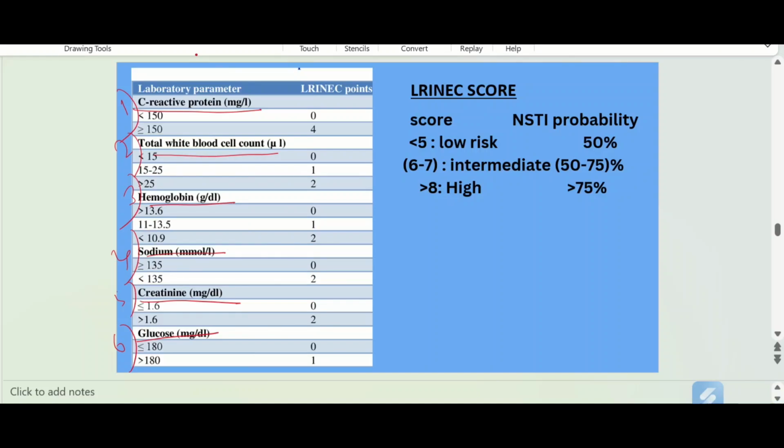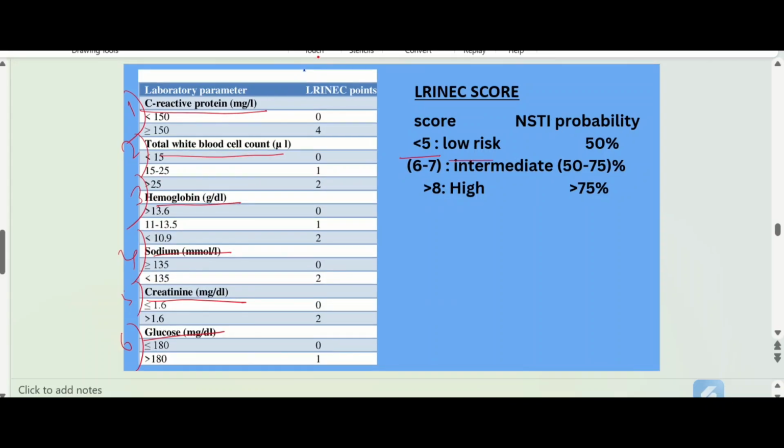If this LRINEC score is less than 5, we say there is low risk for developing necrotizing soft tissue infection, that is, probability is almost 50%. If the score is 6 to 7, there is intermediate risk, and probability of leading to soft tissue infection is 50 to 75%. If the score is more than 8, it is considered high probability, almost more than 75% risk of necrotizing soft tissue infection.